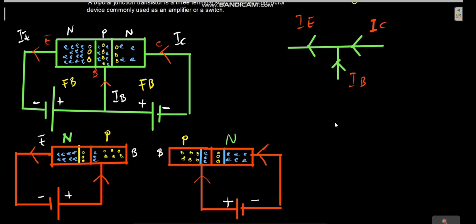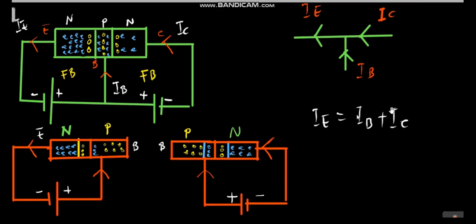You know that the current moving towards the node equals the current moving away from the node. In this case, IC and IB are moving towards the node, and IE is moving away from the node. Therefore, IE equals the sum of IB and IC. So IE equals IB plus IC. This is the relation between the emitter current, the base current, and the collector current.